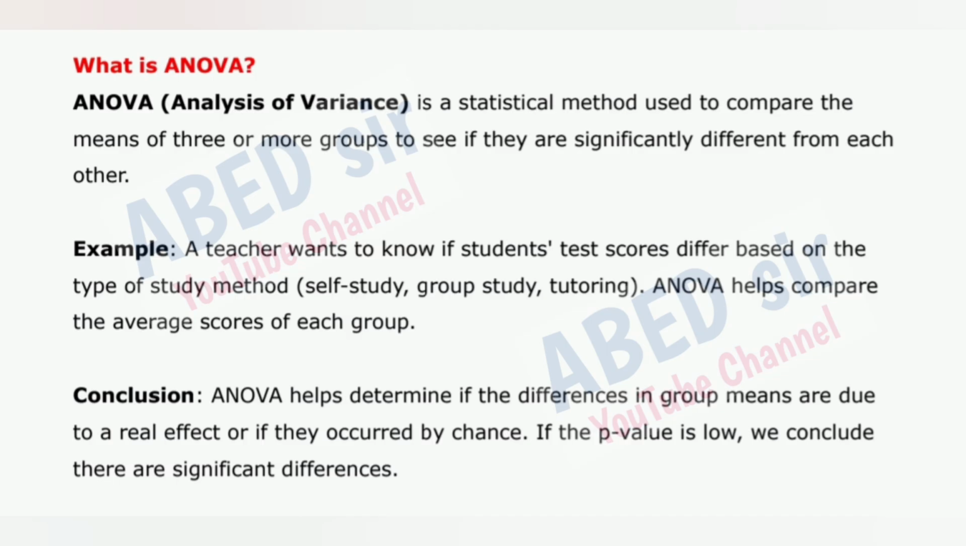Example: a teacher wants to know if students' test scores differ based on the type of study method: self-study, group study, tutoring. ANOVA helps compare the average scores of each group. Conclusion: ANOVA helps determine if the differences in group means are due to a real effect or if they occurred by chance. If the p-value is low, we conclude there are significant differences.